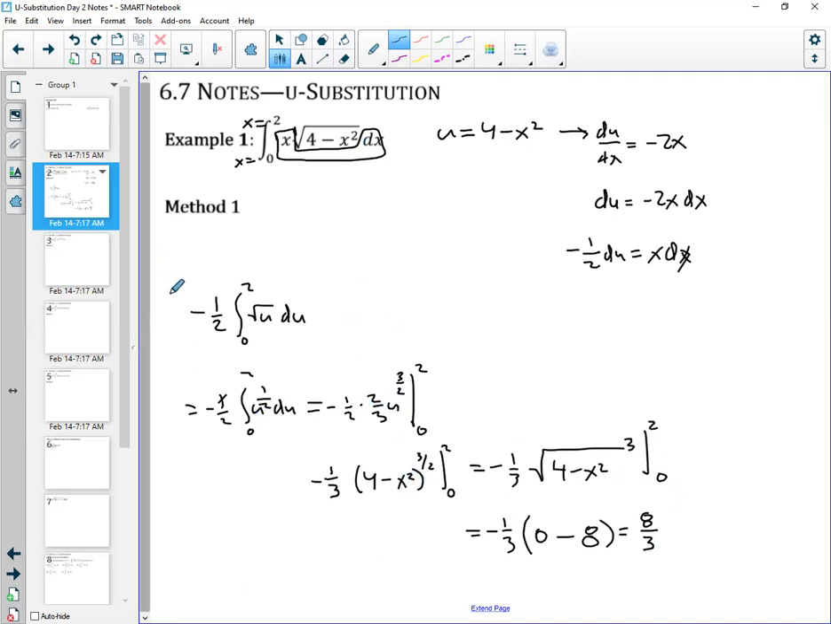Here's the other way to do it. You basically do all of this stuff up to this point here, except this. Then we do the substituting.